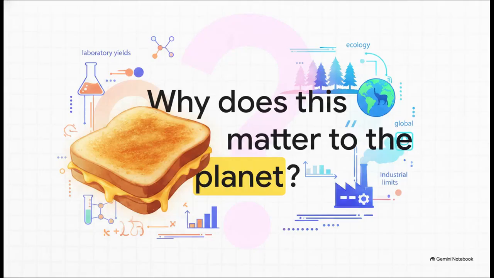So let's kick off this masterclass by looking at something super relatable, a simple grilled cheese sandwich. You've got 40 slices of cheese and 16 slices of bread. Now you might be wondering, why on earth does the chemistry of this sandwich matter to the survival of our planet? Well, it might sound like a massive stretch to connect a quick kitchen snack to the survival of species, but stick with me. By the end of this explainer, you're going to see exactly how the rules governing this simple sandwich are the exact same rules dictating the biological and industrial limits of our entire planet.